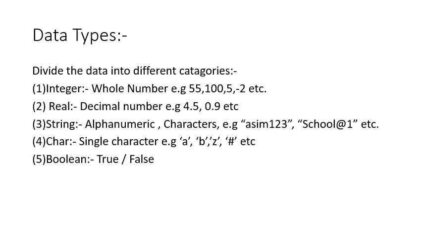So these are the four types of data type. Integer, where there is no decimal point: 55, 100, minus 2, minus 3. Real number, which means a decimal number like 4.5, 0.9, etc. String is more than one character, either a mixture of alphabetic and numeric characters, or only characters. Character, CHAR, represents one character, either B or C, etc.